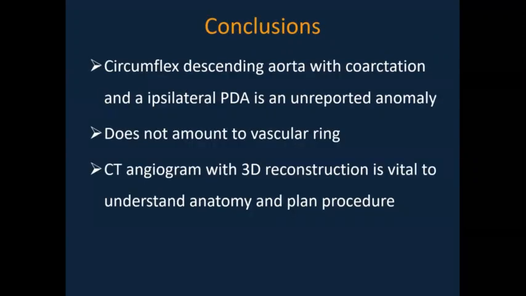To conclude, circumflex descending thoracic aorta with coarctation and an ipsilateral PDA is an unreported anomaly. Does not amount to a vascular ring. CT angiogram with 3D reconstruction is vital to understand anatomy and plan the procedure. Thank you, sir. Thanks for the opportunity.